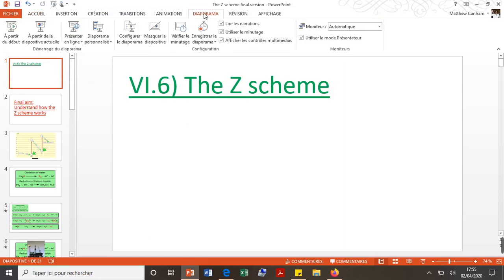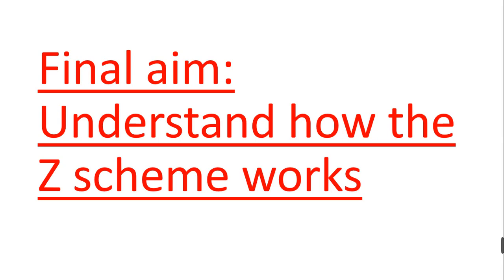So our aim today is to understand the Z scheme. We're going to do lots of things today, but the final aim is for you to understand how the Z scheme works. To do so, I would advise you to take an extra sheet of paper and write some of the equations, concepts, vocabulary we're going to use so that you know what we're talking about.